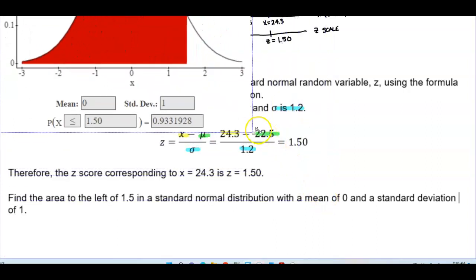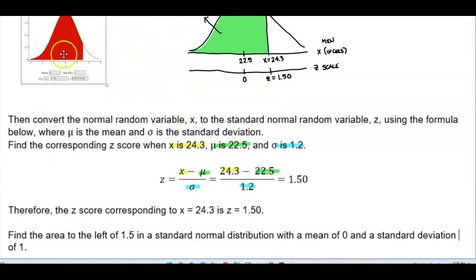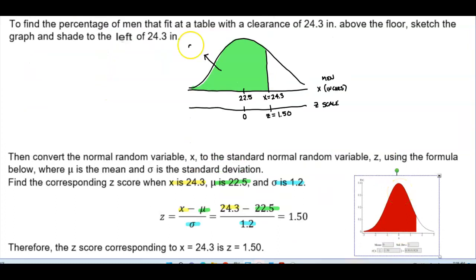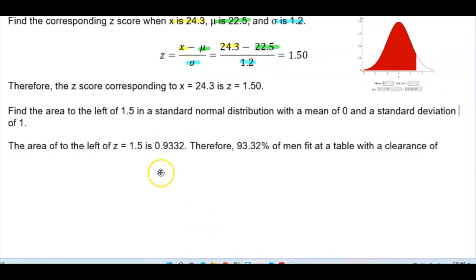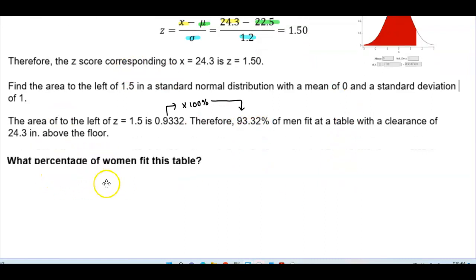So we get the area here, rounded to 4 decimal places, of 0.9332. So this is 0.9332, which represents the area to the left. So we know the area to the left is 0.9332. If we multiply this by 100%, then we would get 93.32% of men fit at a table with a clearance of 24.3 inches above the floor.